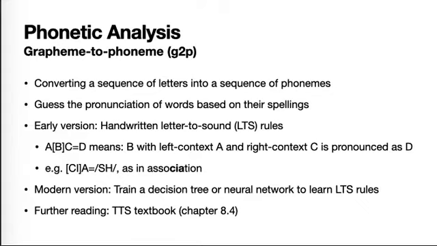Early versions of the algorithm use handwritten letter to sound rules. The rules typically look like this. You have A with B in square brackets followed by C equals D, and this means that B with left context A and right context C should be pronounced as D. A, B, C are letter sequences, and D is a phoneme. For example, if you have CI in square brackets followed by A, then the CI should be pronounced as sh, as in association.